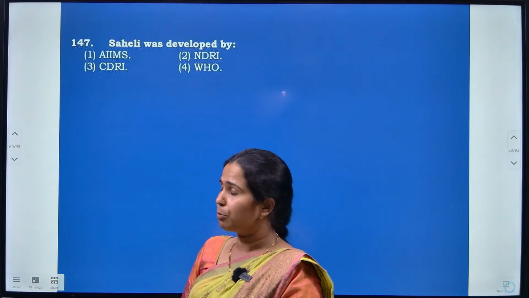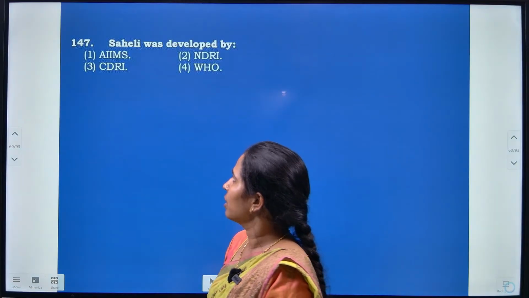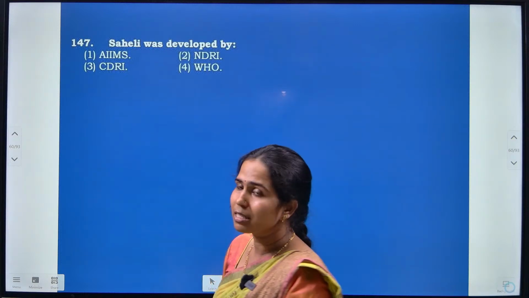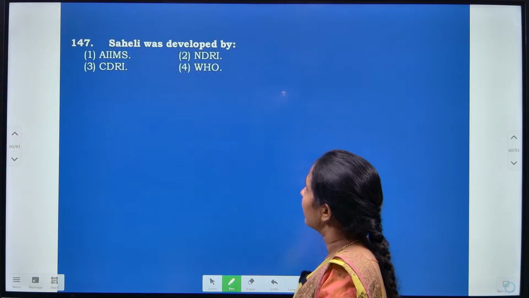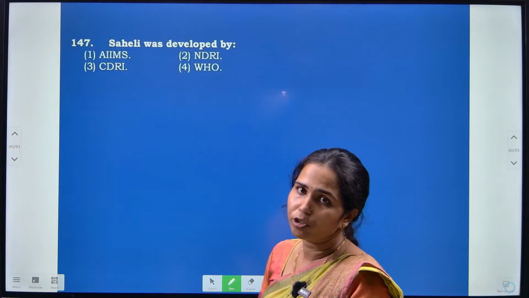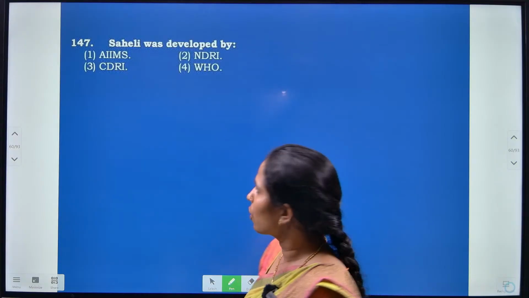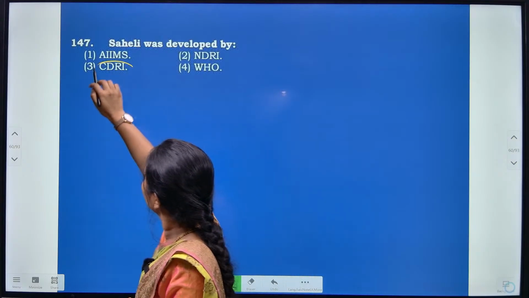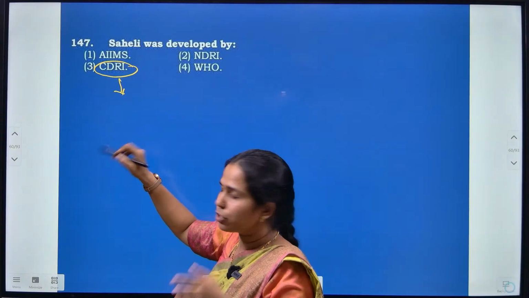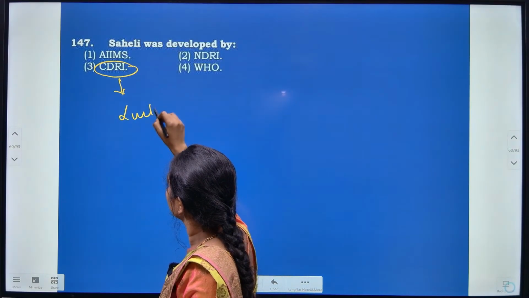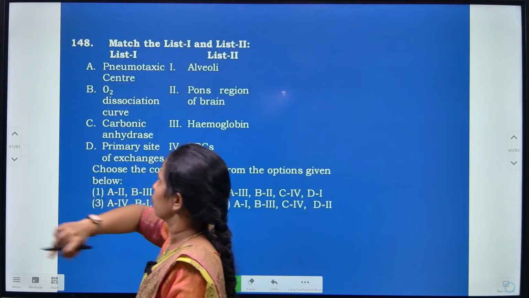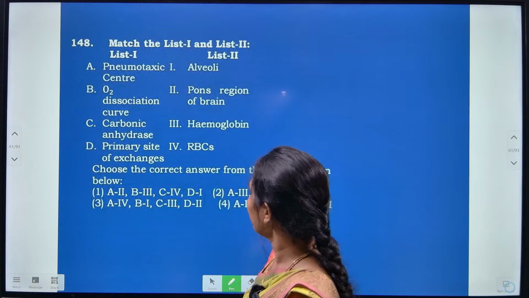Then what about the other options? Let us see. What is AIIMS? AIIMS, that is All India Institute of Medical Sciences here. Then NDRI, that is National Dairy Research Institute. WHO, you already know that it is the World Health Organization. So Saheli was developed by whom? CDRI. CDRI is nothing but Central Drug Research Institute, which is present in Lucknow here. So this question is a common question, which you have already studied, right?